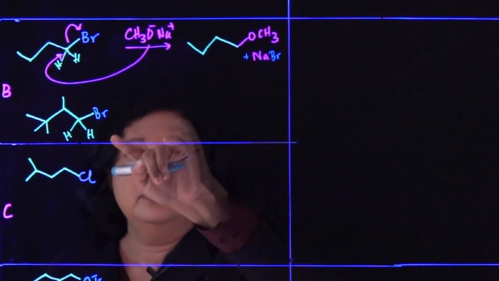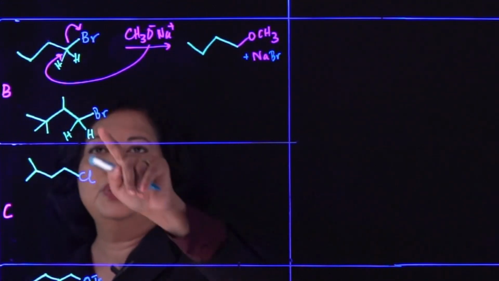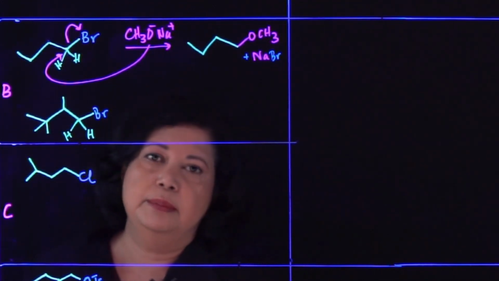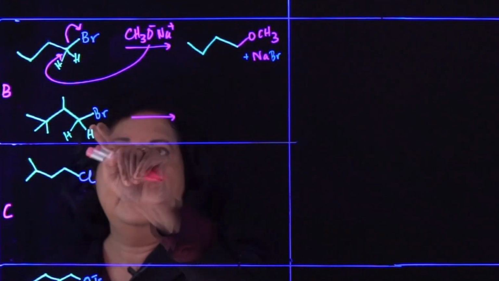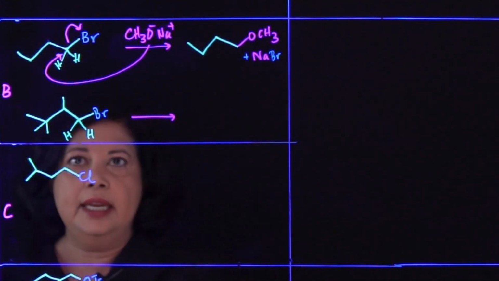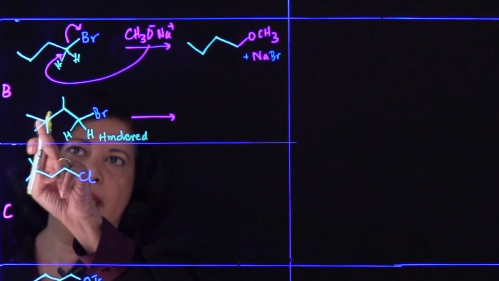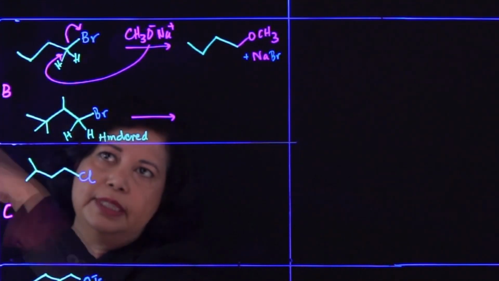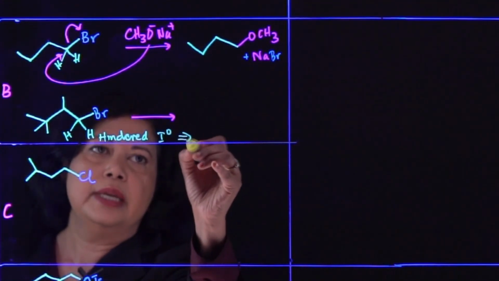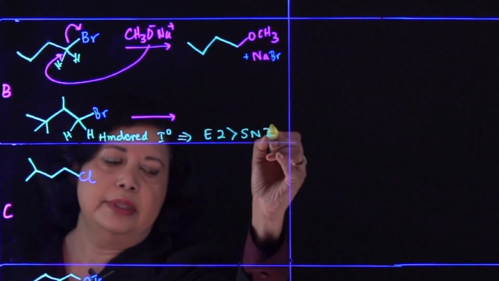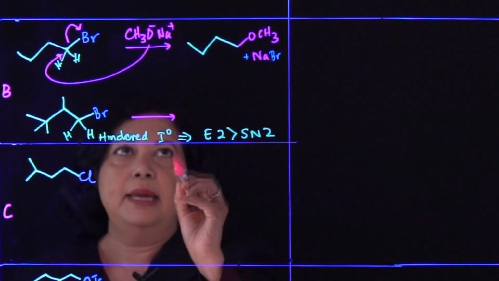Now over here, it's still primary, but now you've got lots of groups on the adjoining carbon. So it's a little harder for the methoxide to get in. So here you could have an E2. If you have a hindered primary, that means you have other groups on the beta, gamma carbons, and especially the one next to it, then you could get E2 more than SN2. Now that is also something that you need to check out because it could vary, but this is a possibility.